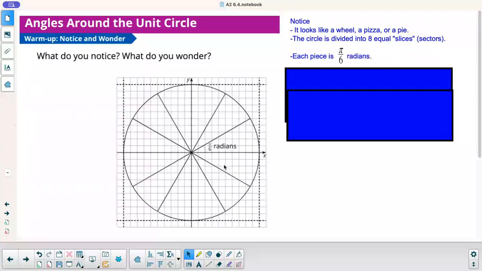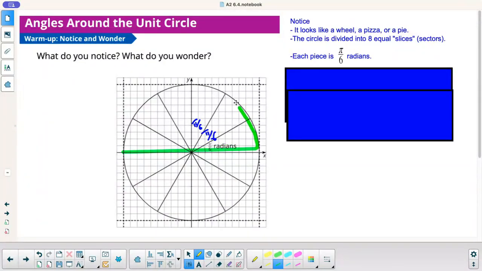So each piece looks like it's pi over 6 radians. How do I know it's pi over 6? Because if you look at the half circle here, it looks like it's divided into 1, 2, 3, 4, 5, 6. Half a circle, or a semicircle, is pi radians. So if I take pi divided into 6, that would be pi over 6 for each one of those.